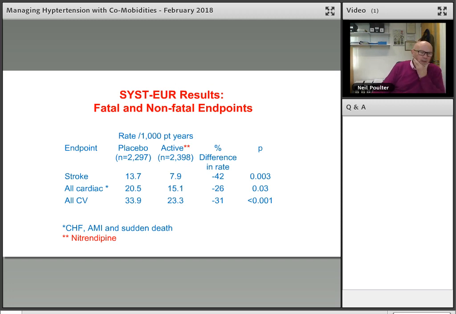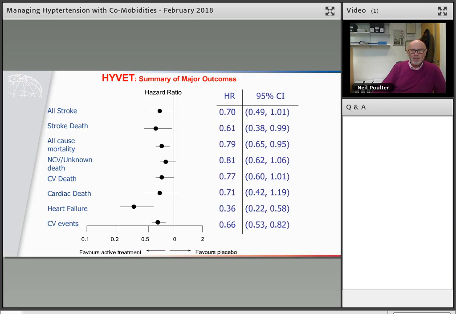Here's another one in isolated systolic. This was with the calcium channel blocker down there at the bottom, nitrendipine, not one many of us use, I don't think, but nevertheless, dihydropyridine against placebo, and here you see these big reductions, stroke, all cardiac and all cardiovascular, big benefits, supporting in this setting of isolated systolic and therefore the elderly, the use of dihydropyridine calcium channel blockers.